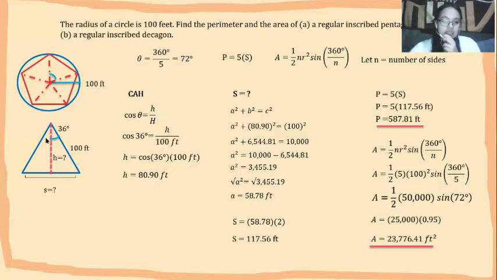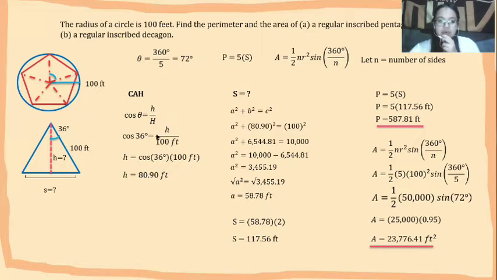So the 72 degrees we have, we divide it into two, so it is 36 degrees. So if we put a line here, then this is the height. It will become the height of a triangle. Then the leg is 100 feet since the radius is 100. So this is the leg, and here is the leg, 100 feet. And the side here is the side of the pentagon.